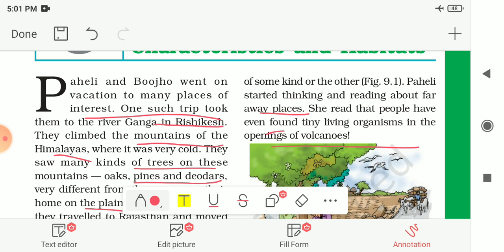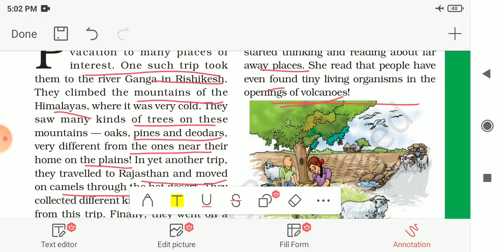She read that people have even found tiny living organisms in the openings of volcanoes. You already know what a volcano is. It is the eruption of lava, ashes and some gases from the earth, which comes out to the earth's surface. So people find small tiny organisms even in these openings of volcanoes, the place from where these volcanoes are erupting.